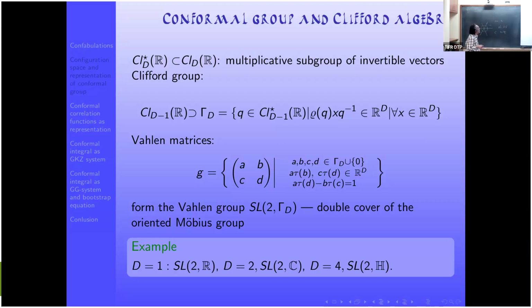Out of this group, now you take these matrices. So A, B, C, D are from this group that I form out of these Clifford algebras with certain conditions. But if you ignore the taus, you see that it's basically like AD minus BC equal to 1. So that's like our good old modular groups. Then these are called Mellin matrices, and they form what is called a Mellin group, denoted as SL2 on gamma D.